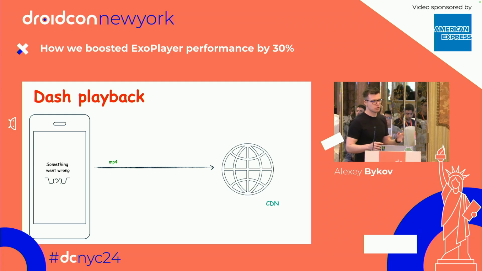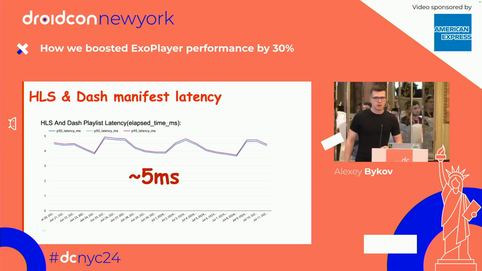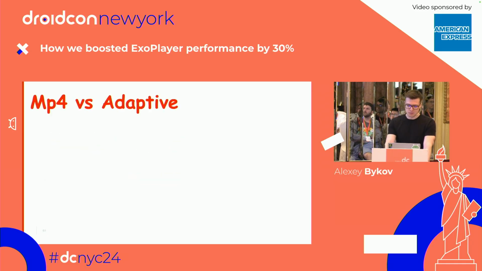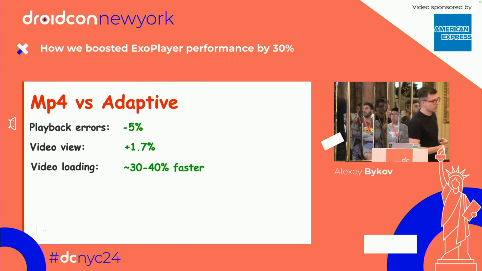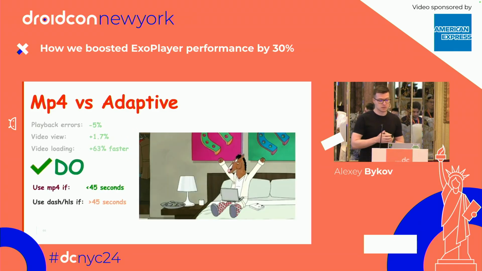We conducted different experiments with thresholds where MP4 makes sense and when it doesn't. Just to show you a bit more data, it takes around 5 milliseconds in P90, P95 to just fetch manifests. And it looks like 5 milliseconds is not a lot, but in videos we're literally fighting for every millisecond. What is the result of just migrating adaptive playback to MP4? We started to have 5% fewer playback errors, which increased video views. And video loading was 30 to 40% faster for the short video playbacks, which is most of the things you probably have.